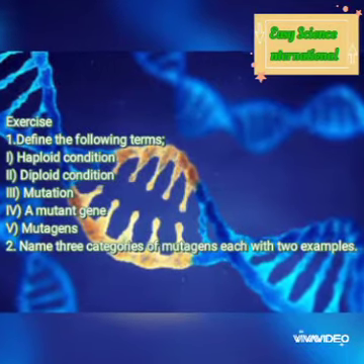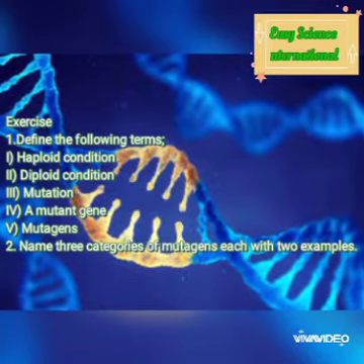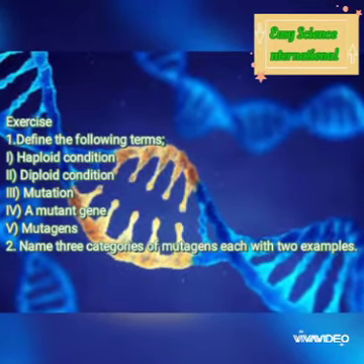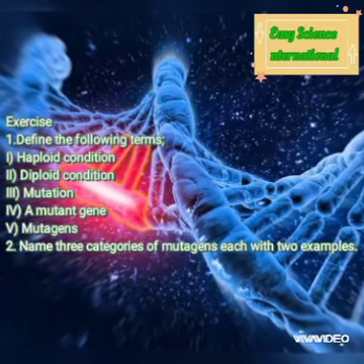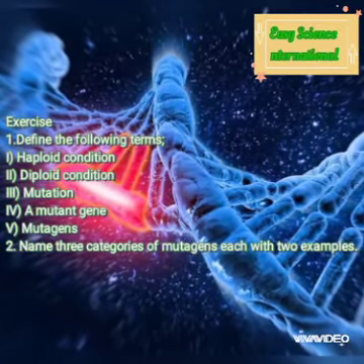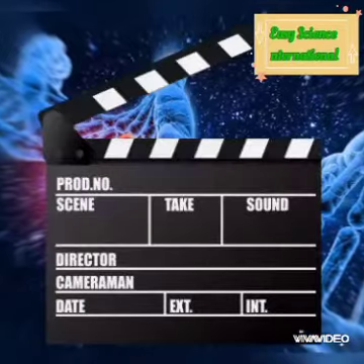Exercise number 1. Define the following terms: haploid and diploid condition, mutation and a mutant gene. Then number 2. Name 3 categories of mutagens, in each case 2 examples.